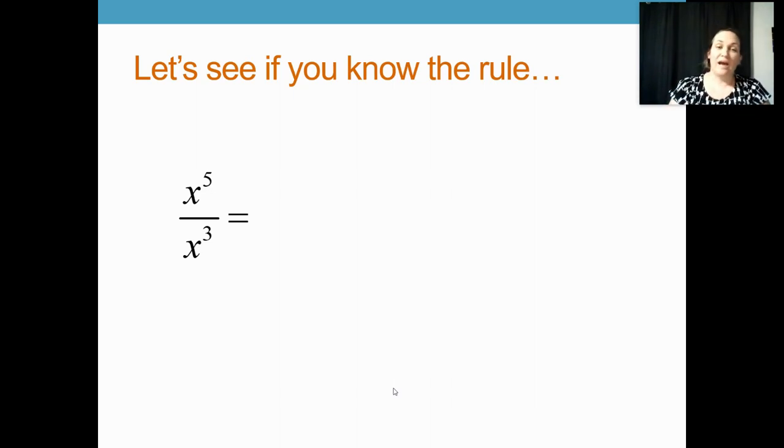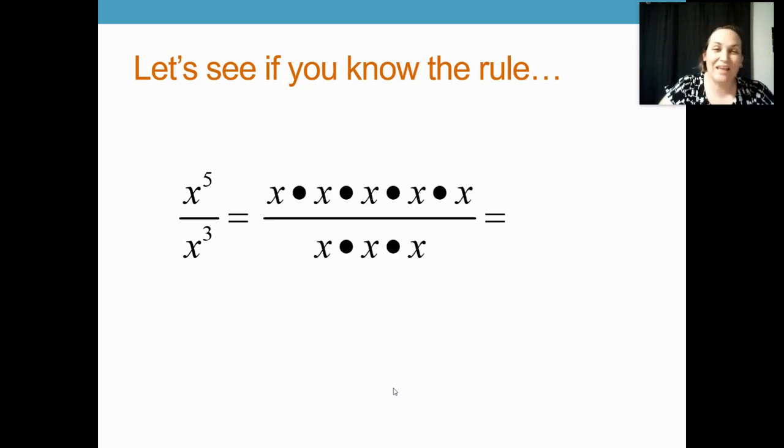So here I have a division problem, right? It says x to the fifth over x to the third. That means x to the fifth divided by x to the third. And earlier this week, we learned that an exponent is a counting number. So when I see x to the fifth, I can count 1, 2, 3, 4, 5 letter x's. And when I see x to the third, I can count 1, 2, 3 letter x's.